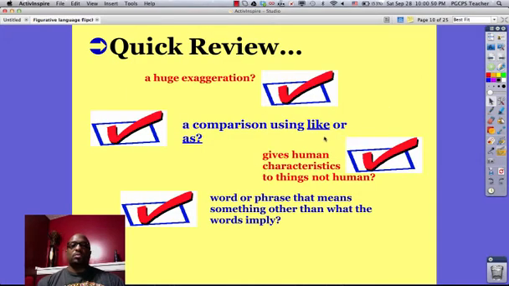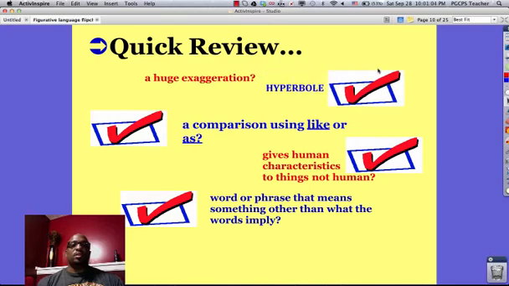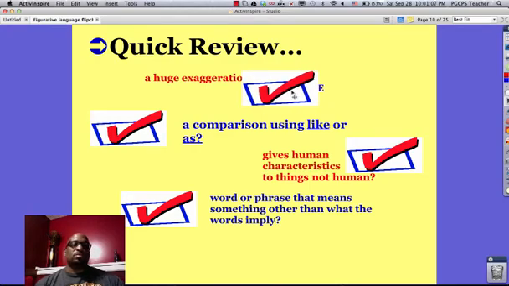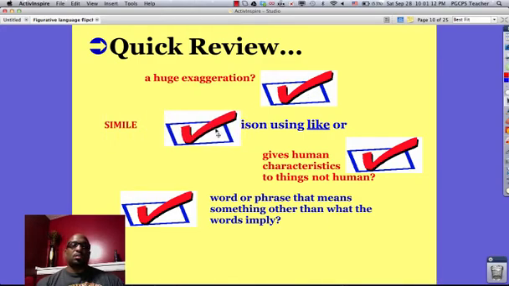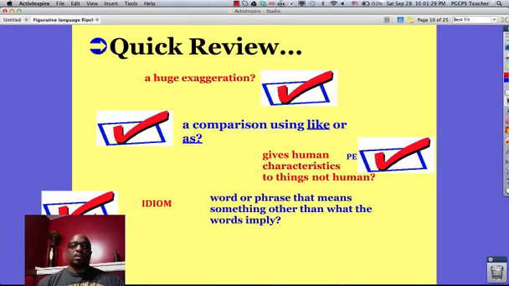All right, so let's do a quick review. A huge exaggeration is what? Is that a simile, metaphor, hyperbole, personification? What do you think? If you said hyperbole, you would be correct. A comparison using like or as is what? If you said simile, that would be correct. Giving human characteristics to things that are not human, right, personification. And a word or phrase that means something other than what the words say, right, idiom.